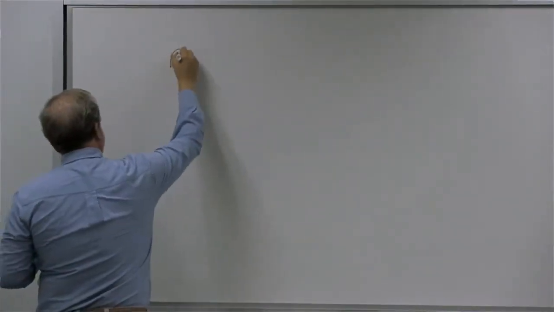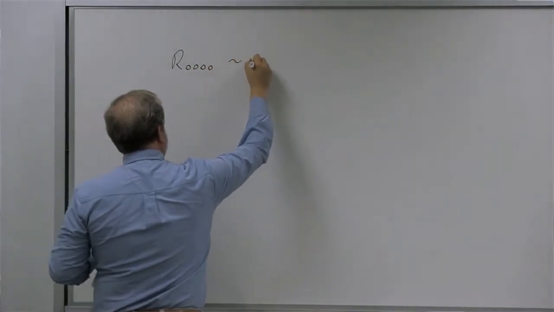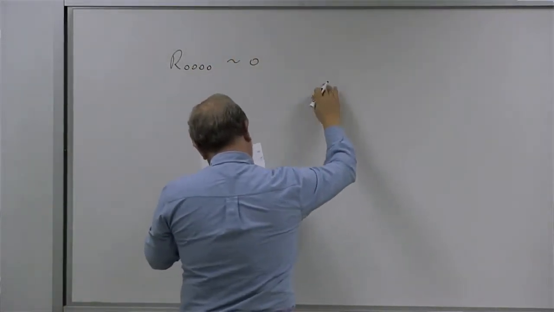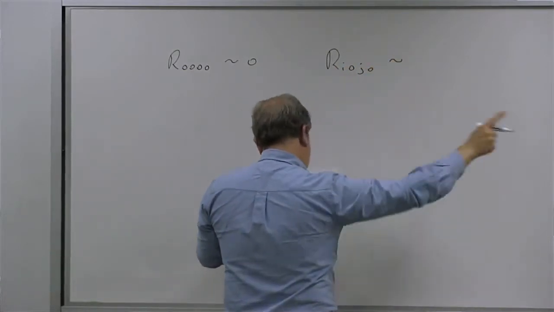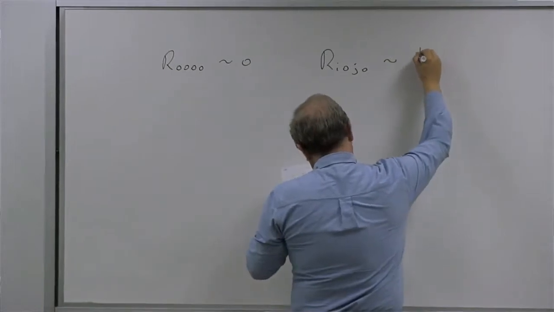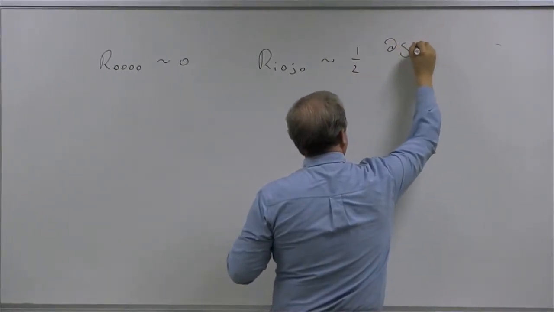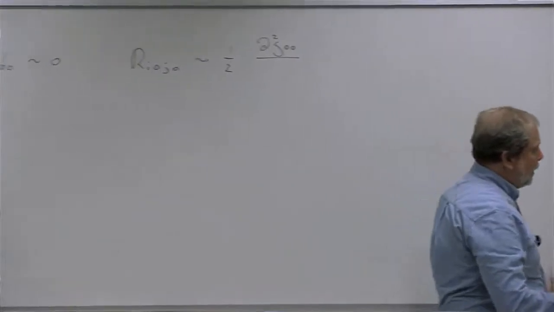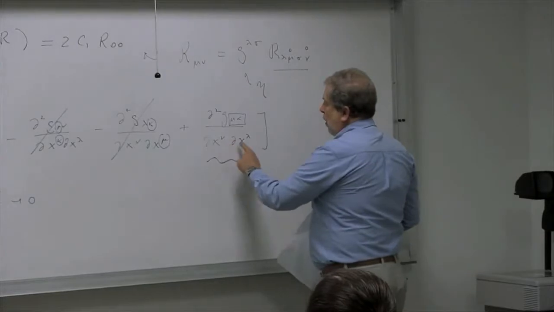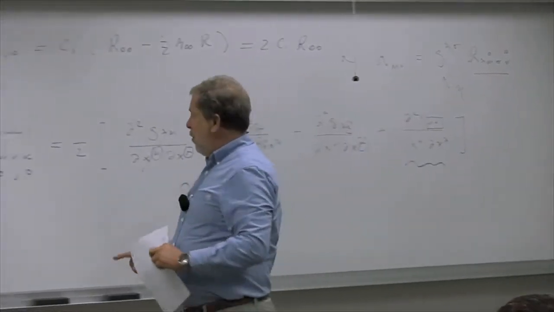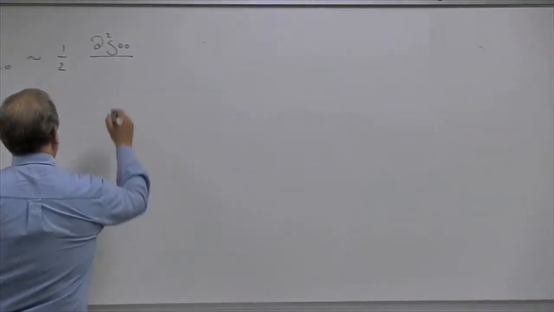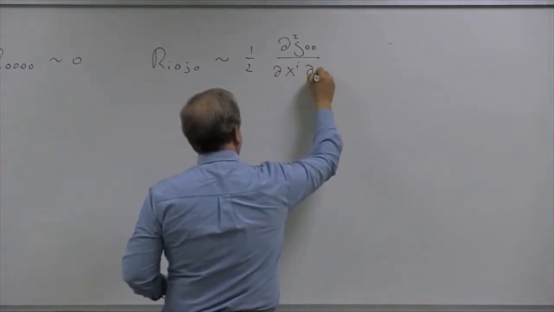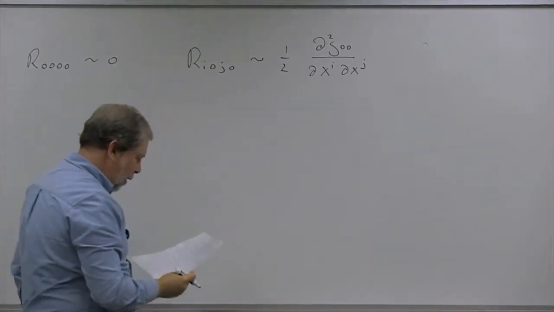Right, so the R naught naught naught naught is 0, and the R i naught j naught is this derivative term, right? So 1/2 times the second derivative of g naught naught. It's this last term. Second derivative with respect to nu and lambda. Nu and lambda have to be spatial indices, so they have to be i and j. So it's dx i and dx j. And that's all we have, okay?